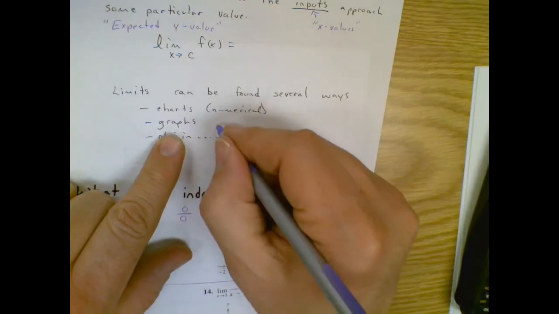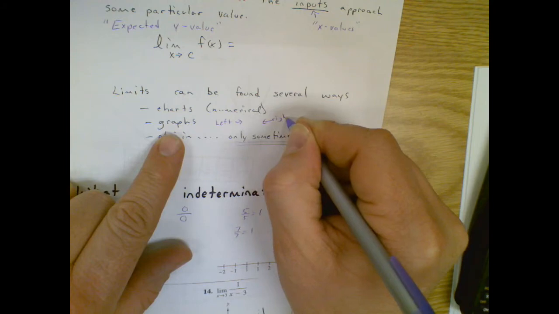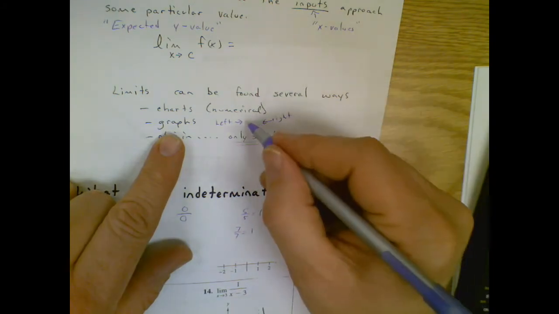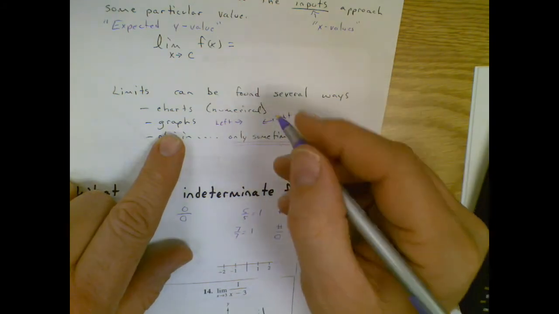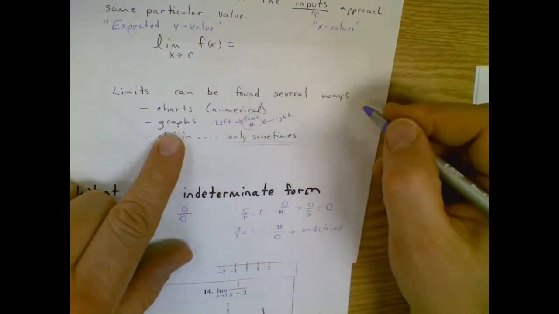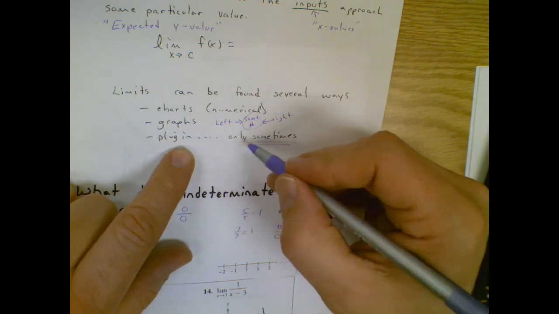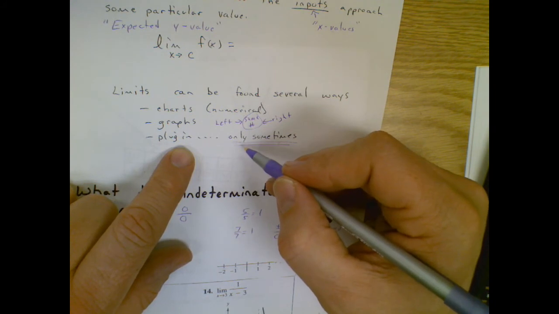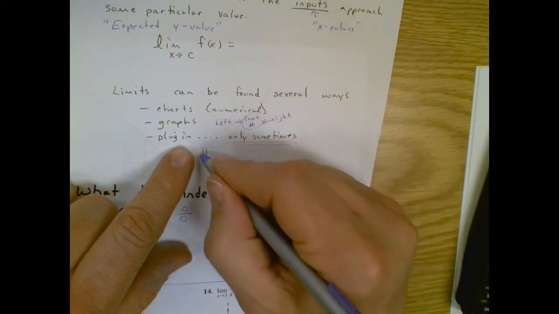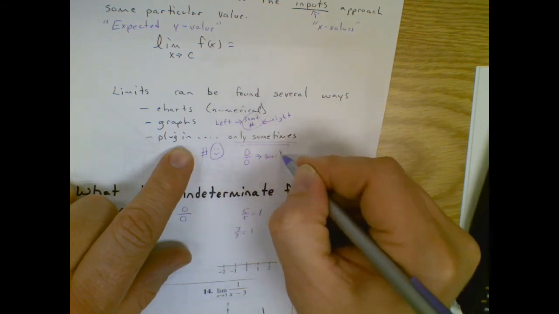Remember, when you look at the charts, you're going to look on the left and on the right and see if they're coming up with the same number. If they're the same number, then that's your limit. If you're plugging things in, as long as you don't get 0 over 0, it's your answer. Okay? If you get a number, you're good. If you get 0 over 0, you have work to do.